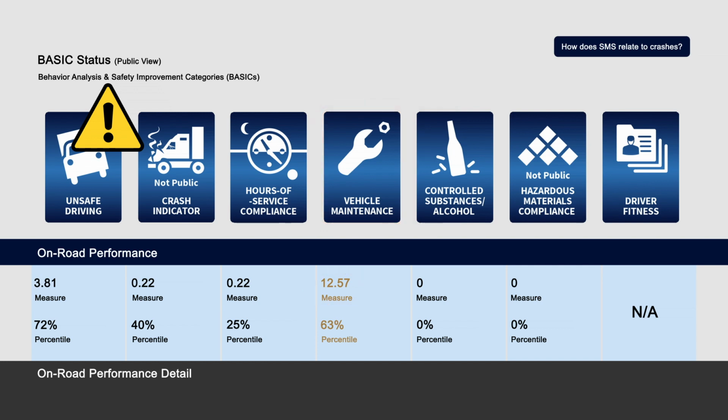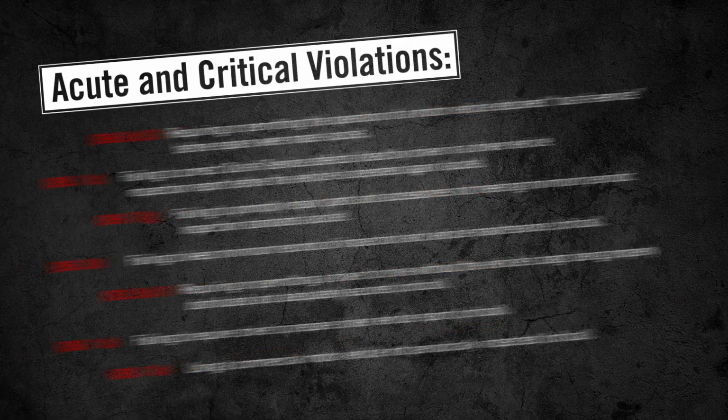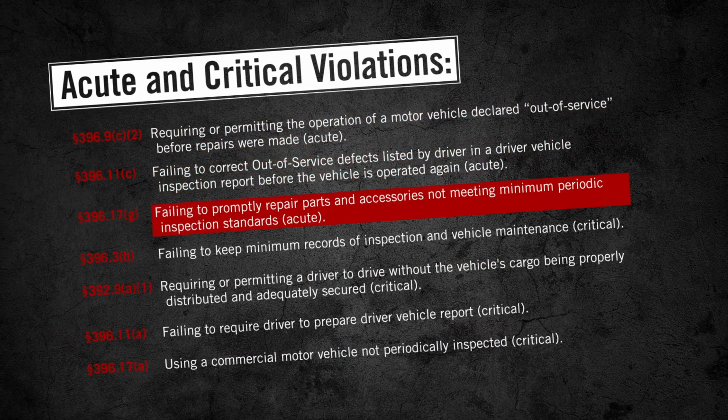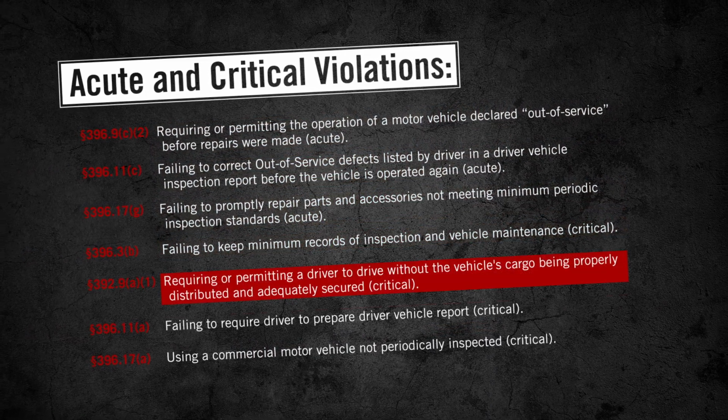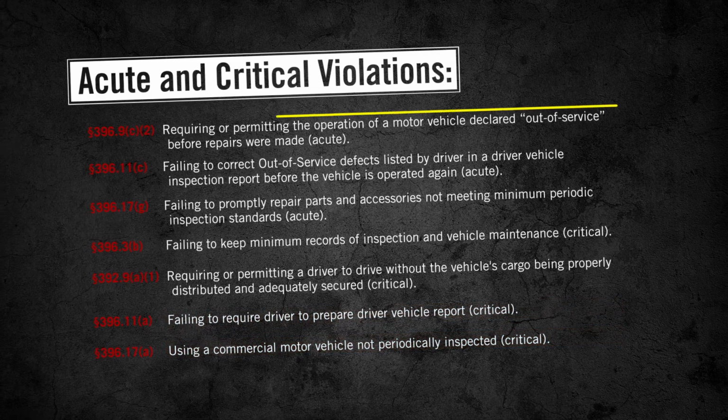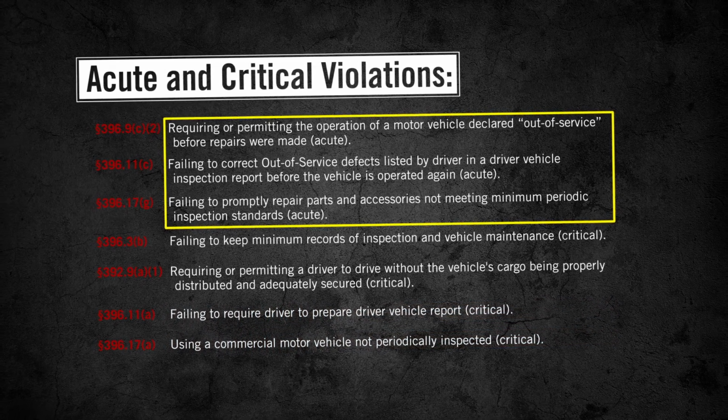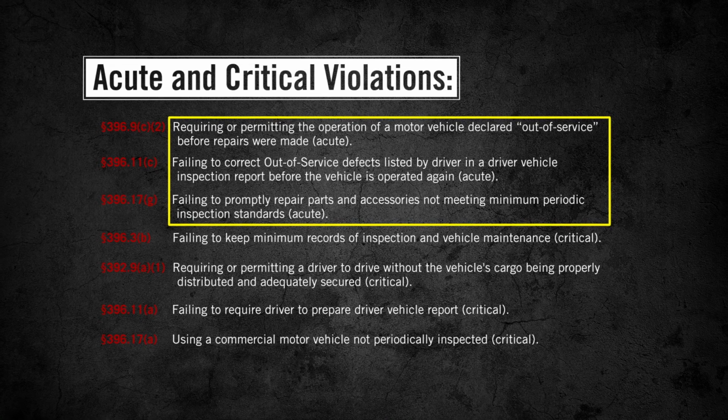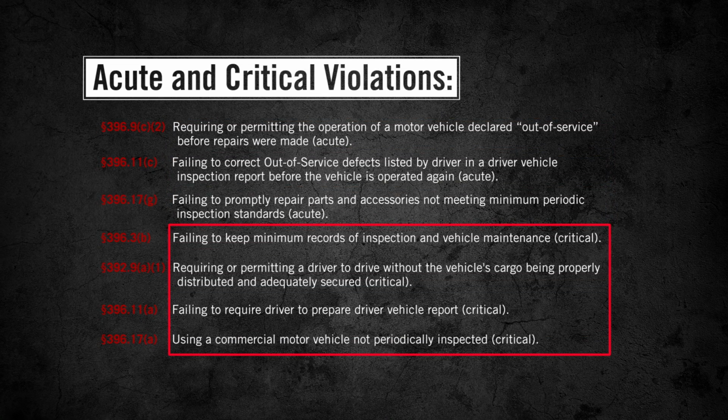FMCSA will conduct comprehensive or focused interventions at motor carriers with demonstrated patterns of noncompliance. These are the acute and critical maintenance violations that can affect a carrier or result in fines or penalties. Acute violations are isolated incidents of noncompliance. Critical violations are those that show a pattern of noncompliance equal to or greater than 10%. If these issues of noncompliance are discovered, the likelihood of civil penalty and adverse ratings are high.